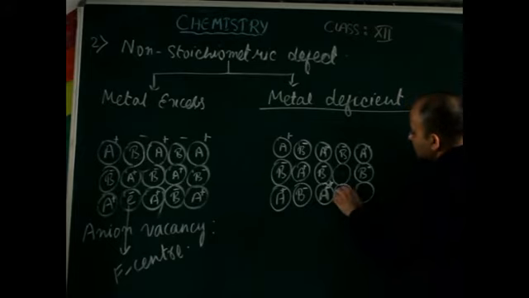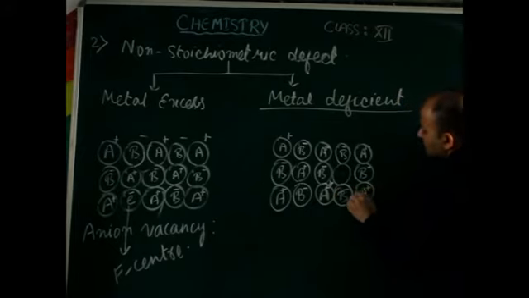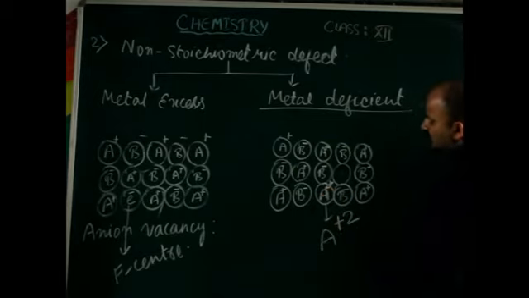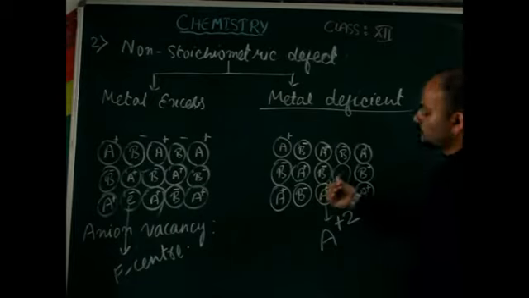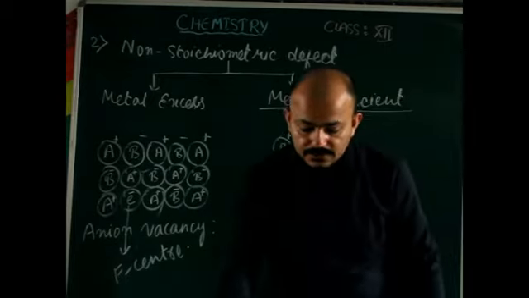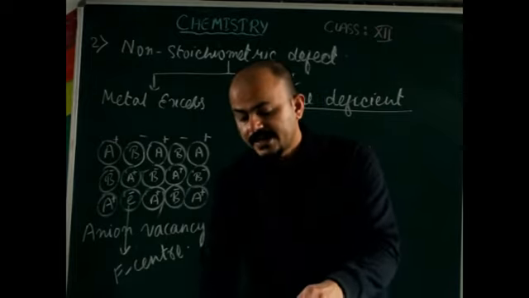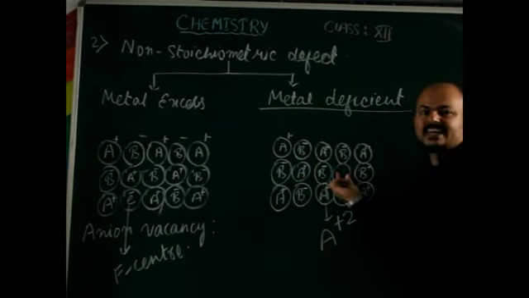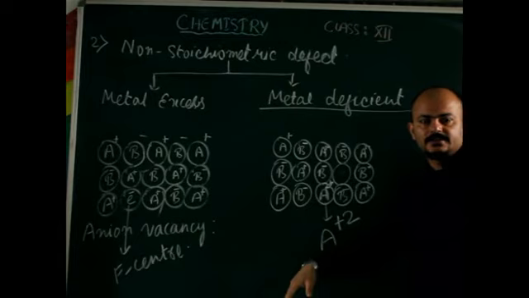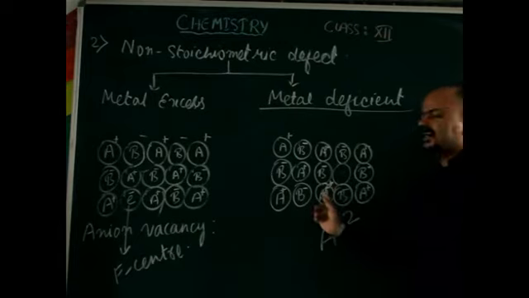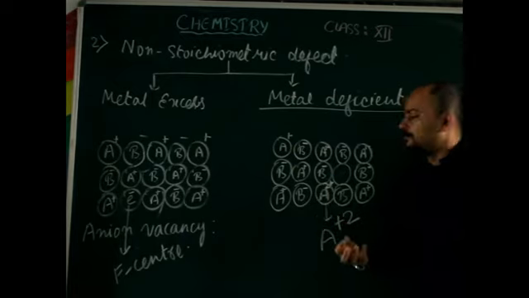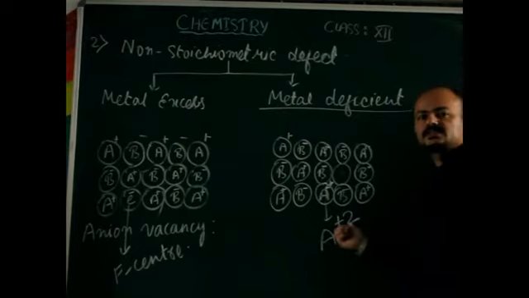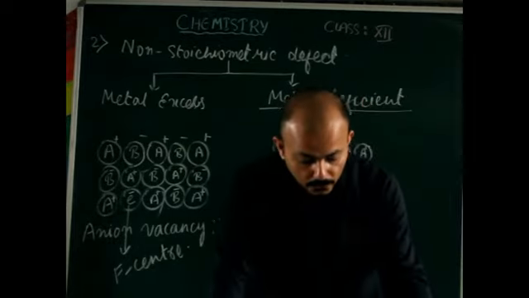Now B minus, and this is now A plus. So here, if you can understand, it is A2 positive here, and here there is no what? There is no cation present. Hope you understood it. Metal deficient defect: one of the metal ions, that is the cation, is missing from the site, and one of the nearby cations has to take the responsibility of maintaining the electrical neutrality. Because of that, now this A gets a higher oxidation state, that is positive 2.